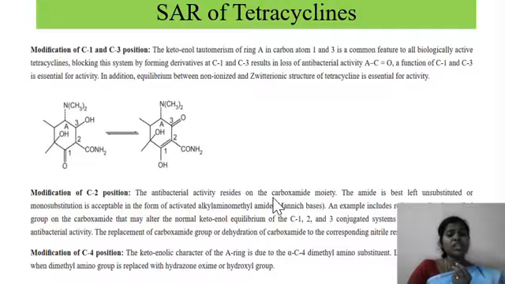And modification at C2 position, we have an amide group. So the amide carbonyl group is mainly essential for antibacterial activity. Amide nitrogen plays a vital role in the antibacterial activity. And modification at C4 position, we have a dimethyl amino group. And it is mainly helpful to maintain the equilibrium between non-ionized as well as the zwitterionic forms.